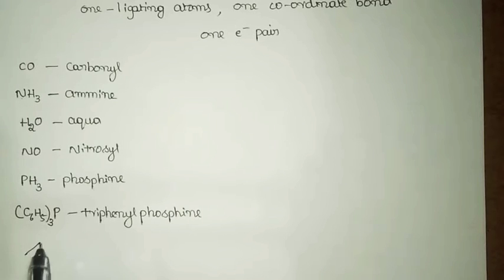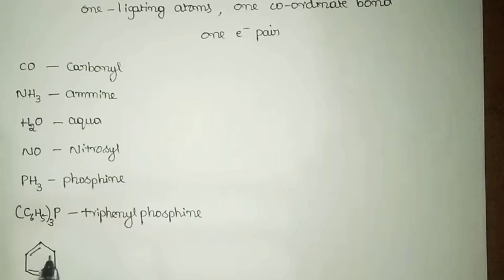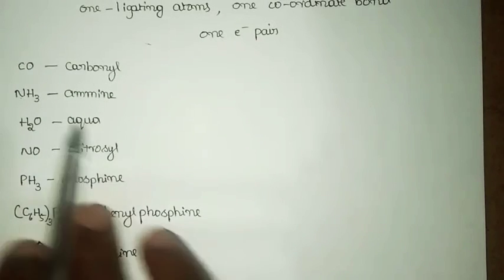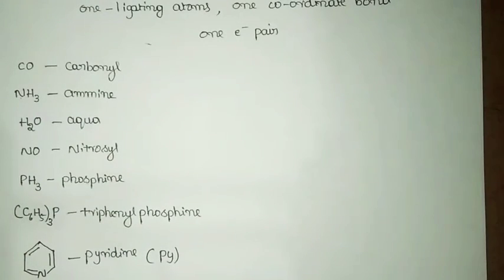And next, heterocyclic compounds also act as ligands. This is pyridine. Whenever pyridine is acting as a ligand, instead of writing the full name, it will be mentioned as just py. So whenever you see the py symbol in the formula of a coordination compound, it is understood that the ligand is pyridine, wherein the ligating atom is the nitrogen atom of the heterocyclic ring. These are some simple examples of neutral monodentate ligands.